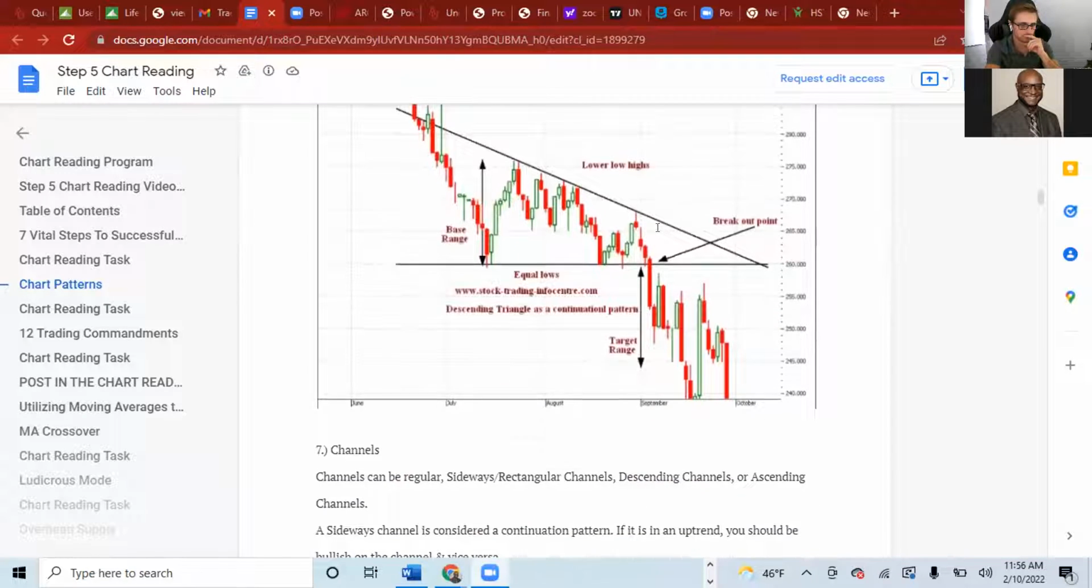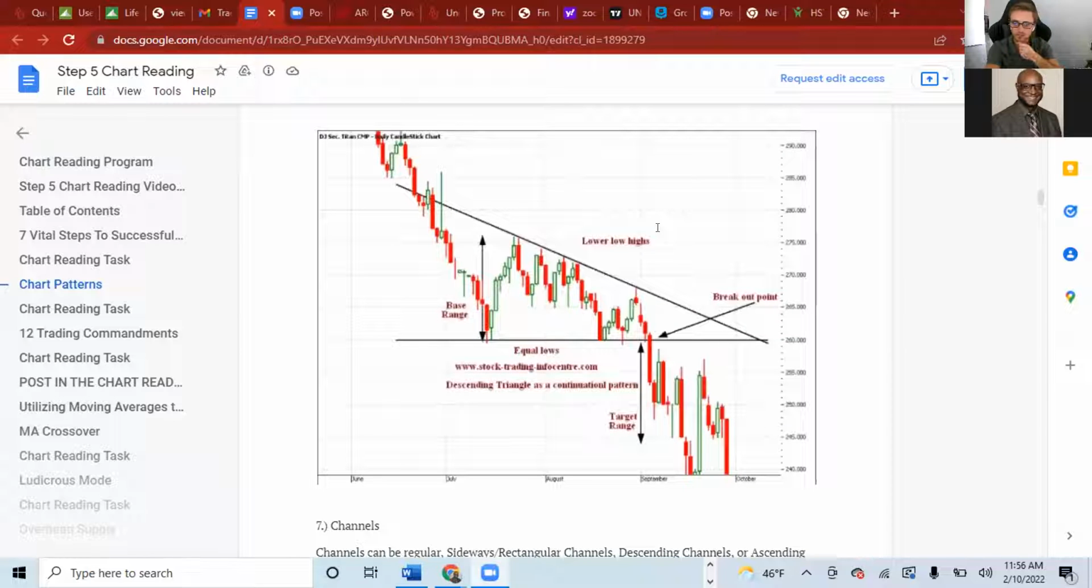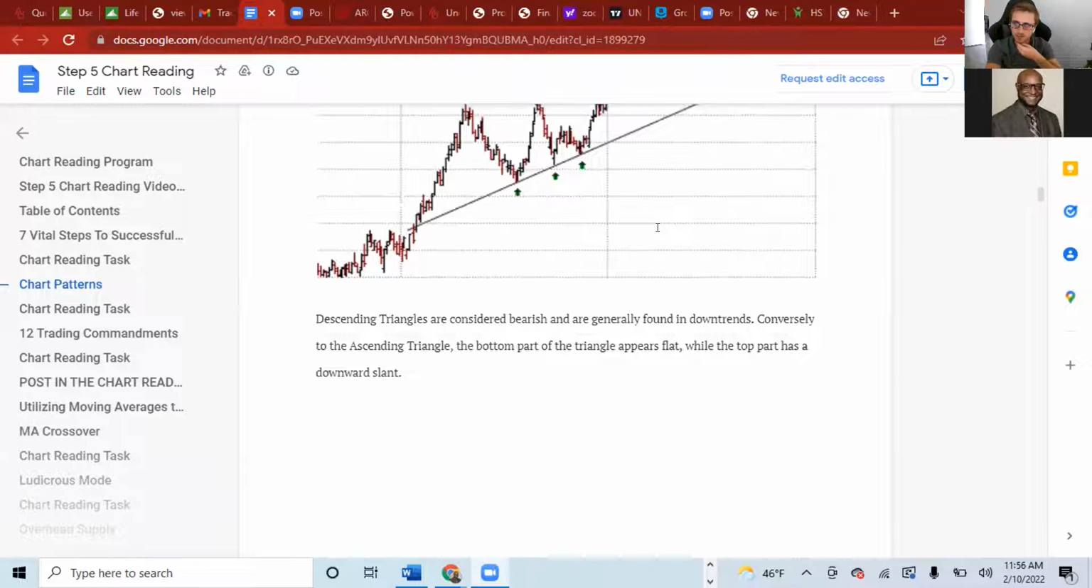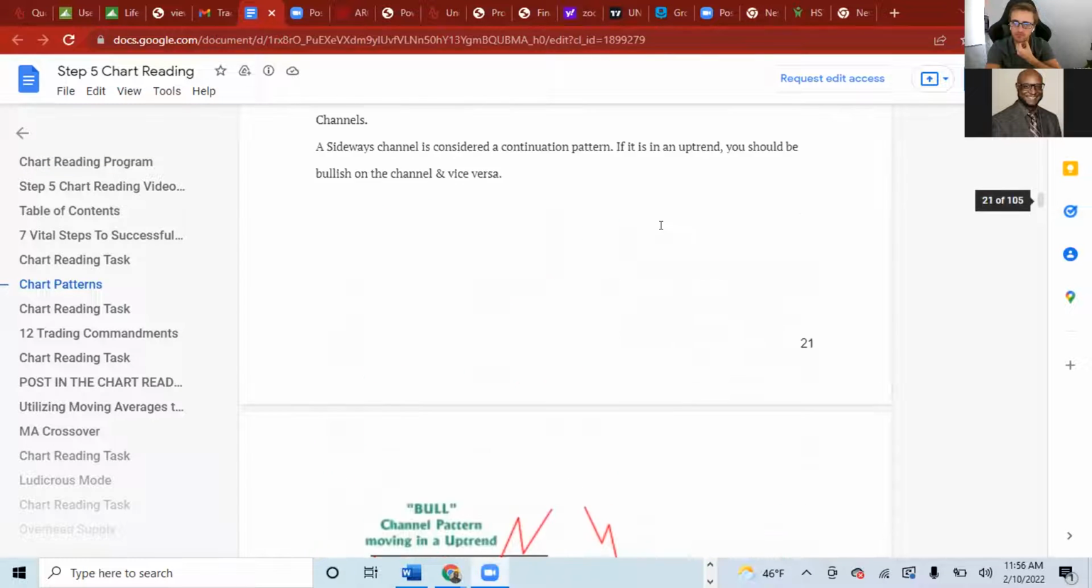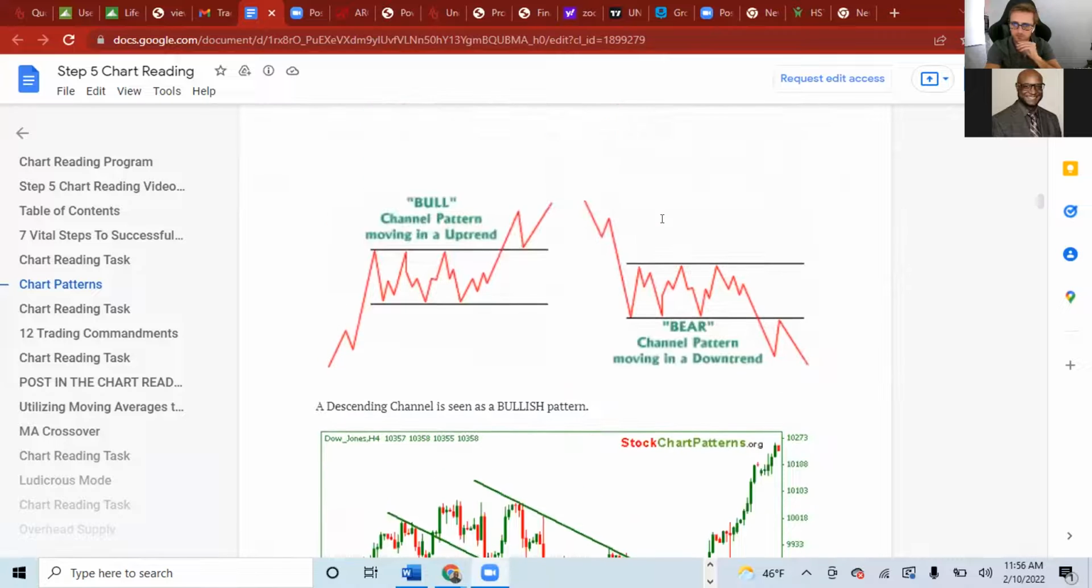So this is an example of a bear flag, right? Correct. Well, this would be a descending triangle. Triangle. So bearish pattern. Okay. I hadn't read the rest of these yet.